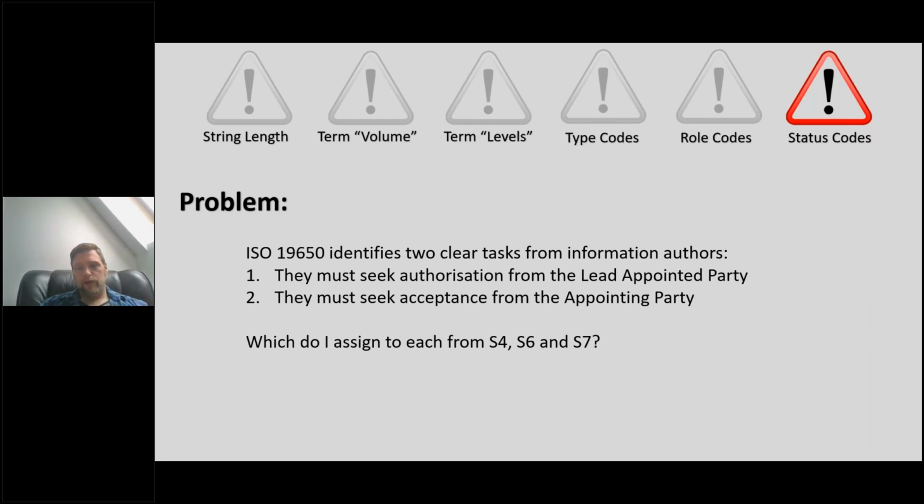Now, remember, the purpose of the codes is to make it clear to the recipient what they can and can't do with the information. So if you want to make it clear that you're issuing information for authorization only, but not for appointing party acceptance, so I don't want it to go to the client, Mr. Contractor, I just want you to check it and authorize it. Which code do you apply from the current National Annex? And there was a lot of debate on this. Nobody had the same opinion.